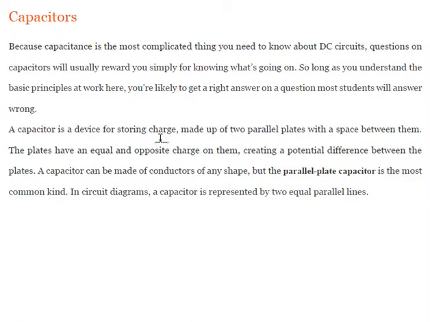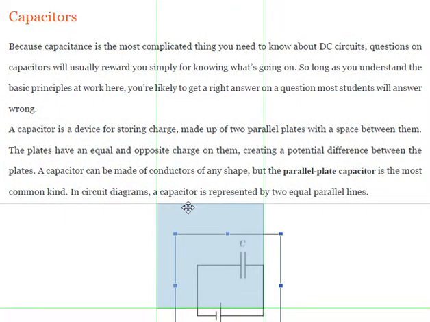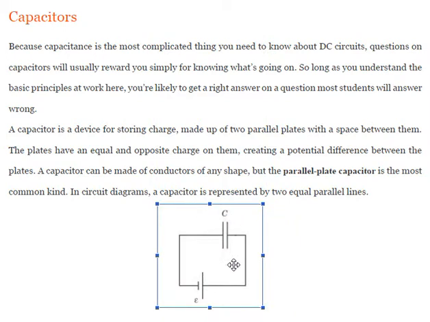In circuit diagrams, that's actually how we represent them too, by two parallel lines. So it looks like this if it's in a circuit. We have a battery here, and then these two parallel lines are a capacitor.